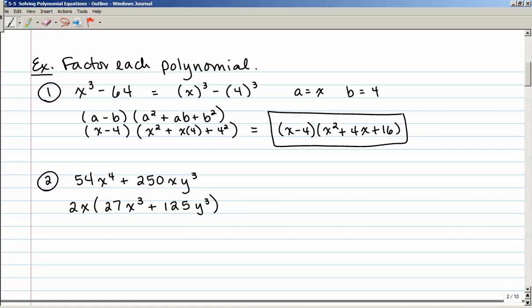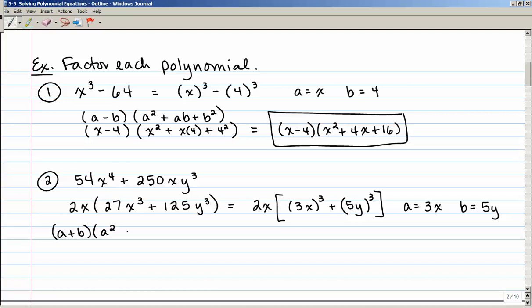So looking at this, I'm just going to have my 2x hanging out there, and then I have 3x cubed, because 3x cubed is 27x cubed, plus 5y cubed. 5 cubed is 125, and y cubed is y cubed. So in my formula, a is going to equal 3x, and b is going to equal 5y. So the formula: a plus b times a squared minus ab plus b squared.